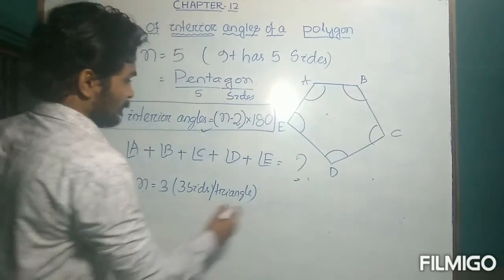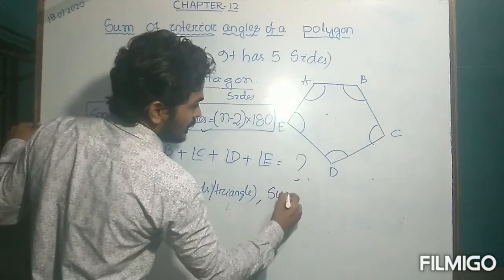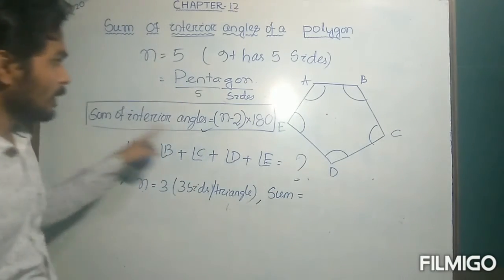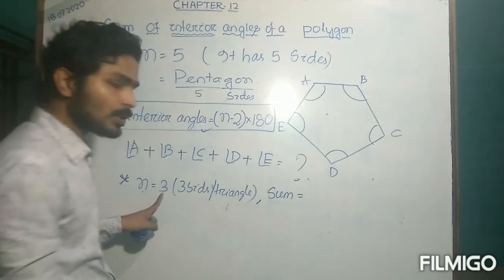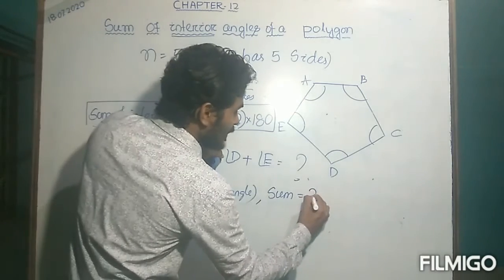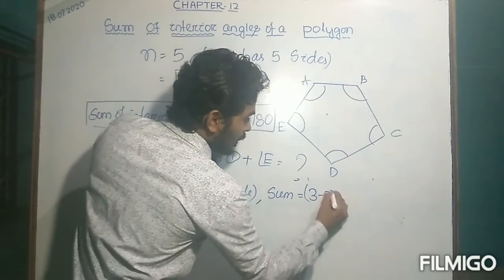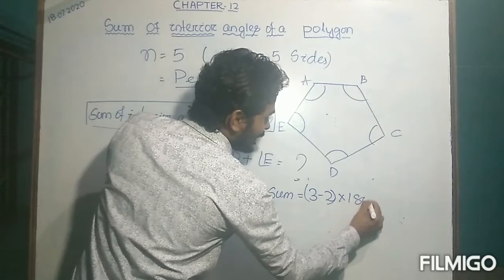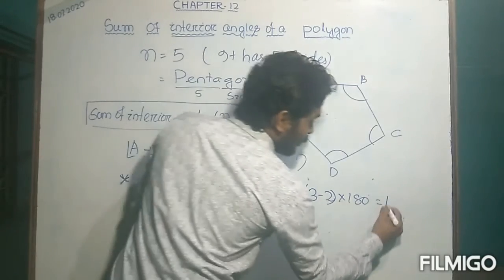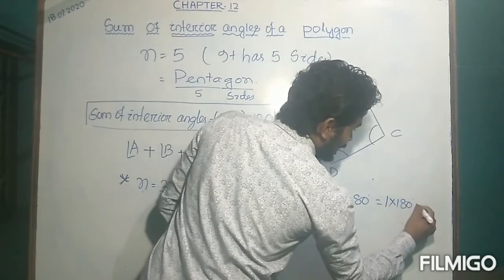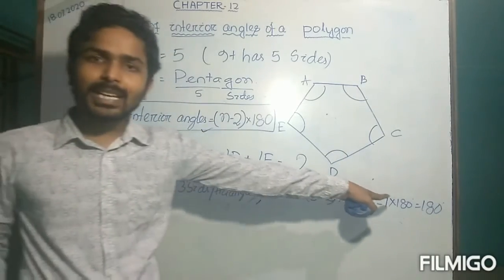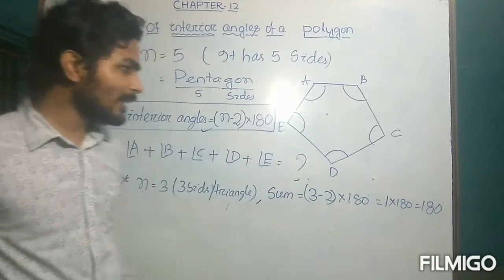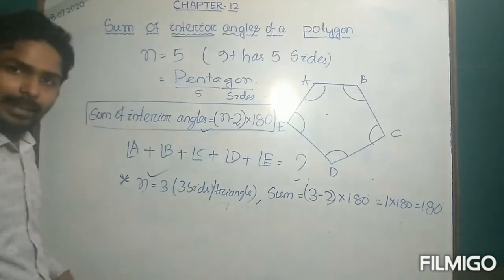So the sum is equal to, formula is (n minus 2) into 180 degrees. Here n is 3. So put it in the formula: 3 minus 2 into 180 degrees. 3 minus 2 is 1, so 180 degrees. See, the sum of the angles here is 180 degrees. Isn't it? Now it is verified.